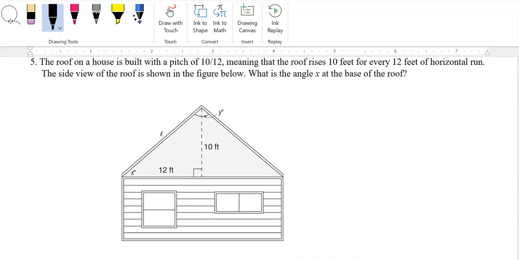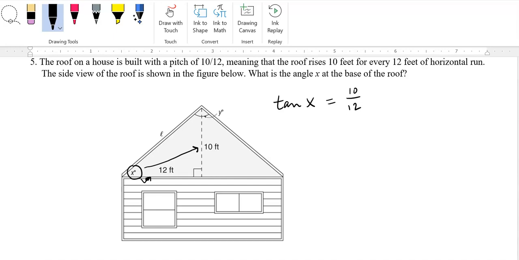All right, number 5. The roof on a house is built with a pitch of 10 by 12, 10 feet high, 12 feet along the horizontal. All right, the side view is given. What is this angle right here? Well, we have the opposite side of that angle, and we have the adjacent side for this angle. So the trig function that is described as opposite over adjacent is tangent. So we're going to do tangent of some angle equals 10 over 12.